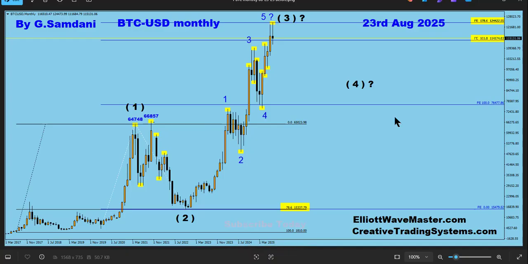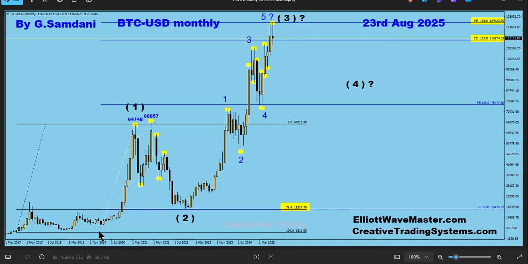So let's get started. This is the Bitcoin chart I made on the 23rd of August. It's a monthly chart, right? And you can see here my Elliott wave count. Wave one, wave two is exactly around 78%, and then it bounced.